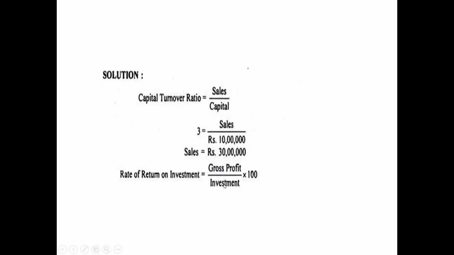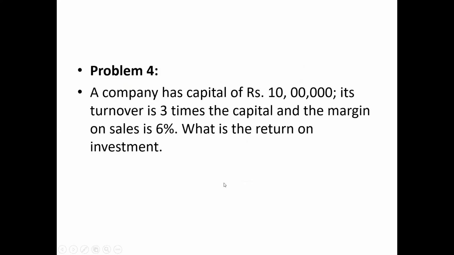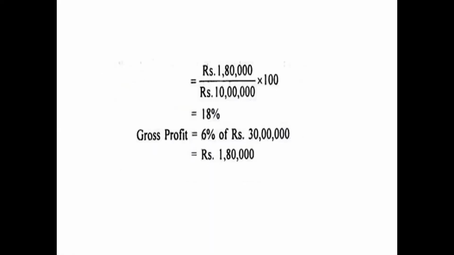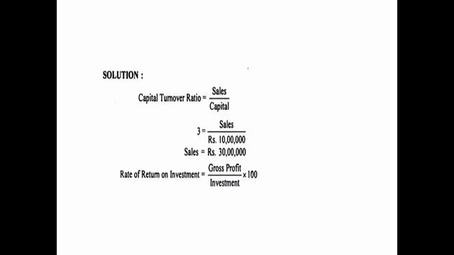Now you have to find out gross profit. You are given that the gross profit margin is 6% on sales, so calculate on that basis. 6% of the 30 lakhs sales we calculated is 1,80,000. So you get GP as 1,80,000. You put in the formula 1,80,000 divided by 10 lakhs, which is your investment, capital, into 100. So you get your rate of return on investment.